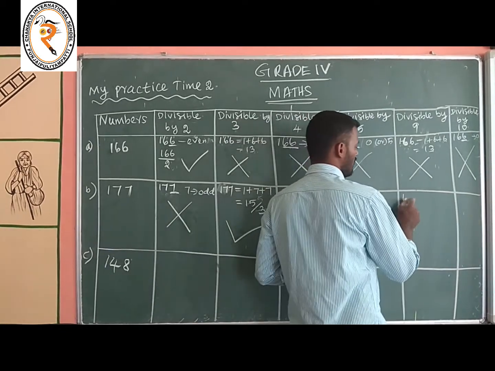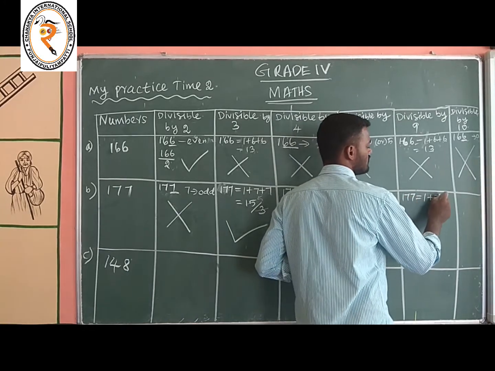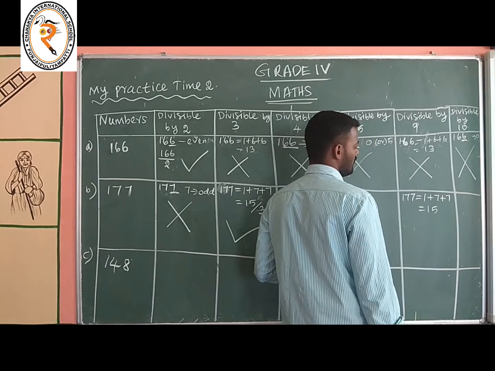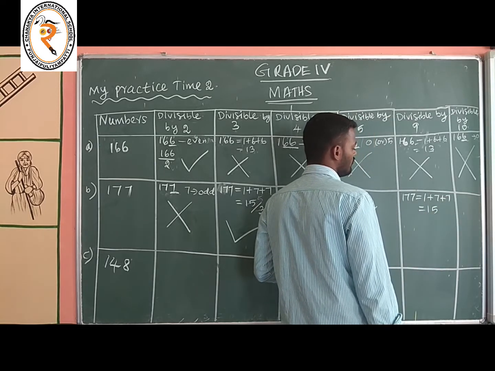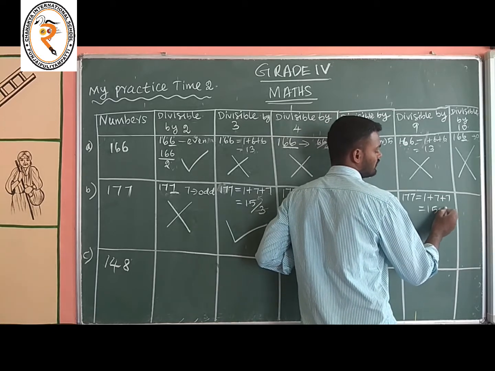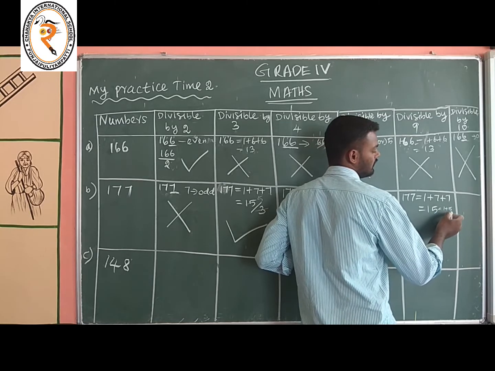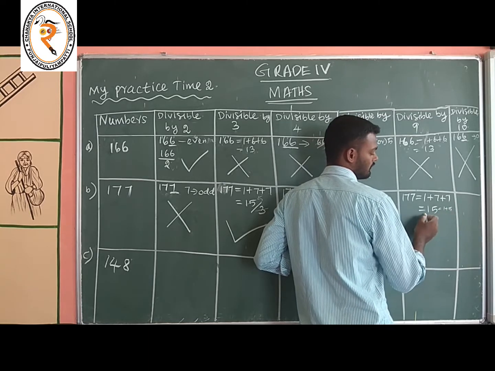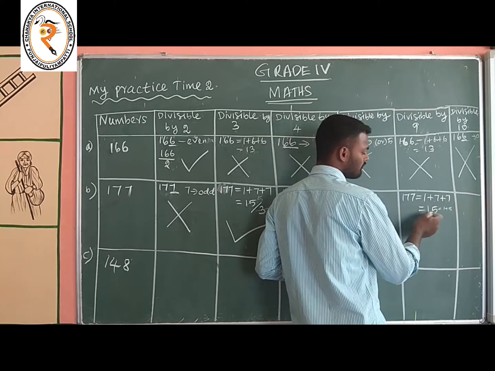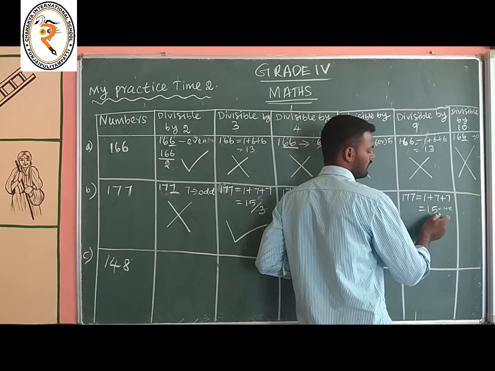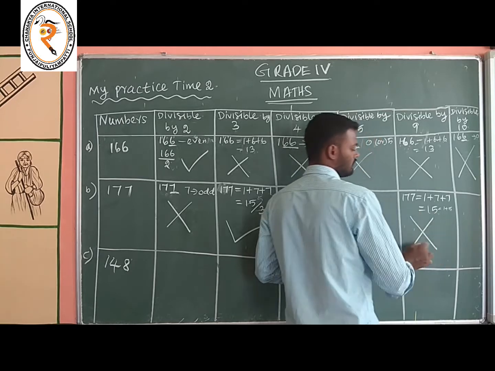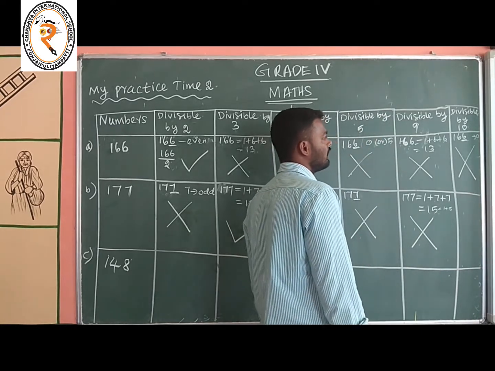Now 9. For 177, the sum of all the digits is 1 plus 7 plus 7, which is 15. 1 plus 5 is 6, and 6 is not divisible by 9. 15 is not divisible by 9. Therefore 177 is not divisible by 9.